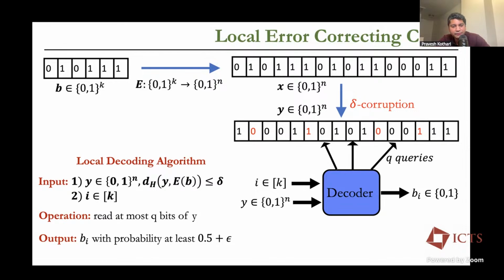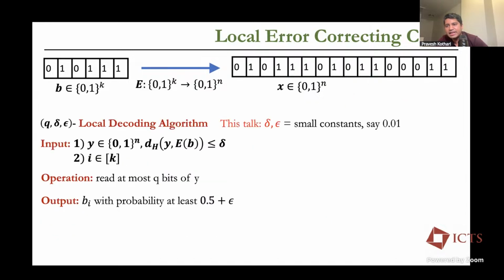Please feel free to ask me questions if I'm saying anything confusing. Good. Okay, so that's the problem of local decoding. I'm just going to note the parameters that we encountered here. Delta was the amount of corruption I handle, epsilon was the advantage in guessing, and q is the number of queries. In fact, for this talk, I'm going to think of delta and epsilon as just some fixed small constants. So we are only going to worry about one parameter, that is q.